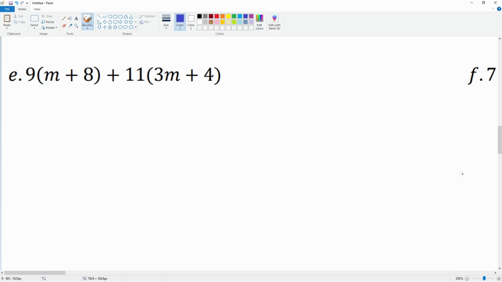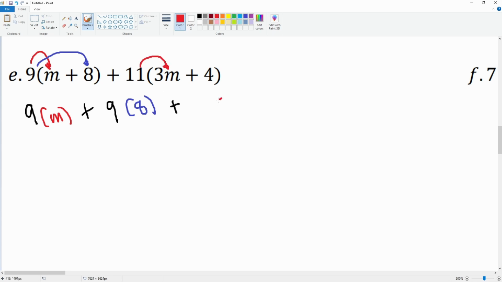This is question E. All right, more distributing. The 9 in front of the parentheses, so 9 times m. So the 9 is going to be multiplied to the m. Bring down the plus symbol. The 9 is going to be multiplied to the 8. Okay. Bring down the plus symbol. The 11 is going to be multiplied to the 3m. And then the 11 is going to multiply to the 4.